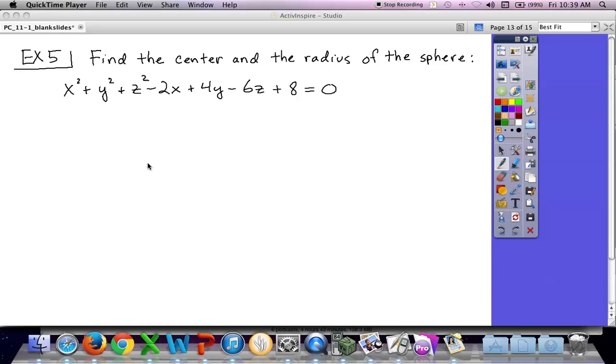Find the center and the radius of the sphere. But this time it's not in the standard form. Anybody remember how we would take a parabola and go from the standard form to a vertex form? What was the process that we used? Three words. C, T, S. Complete the square, right? You're going to have to complete the square.